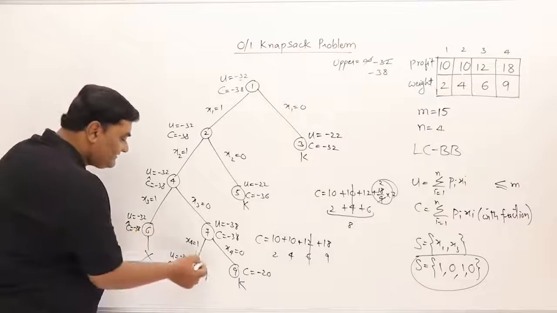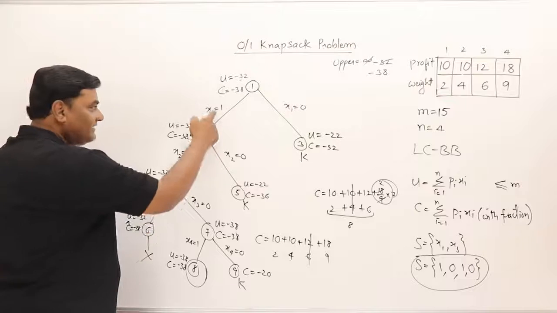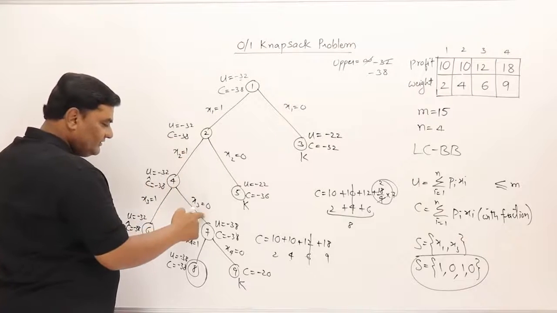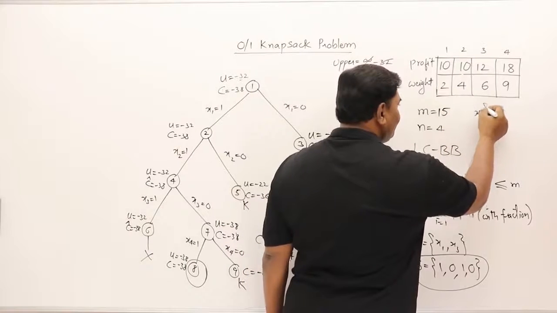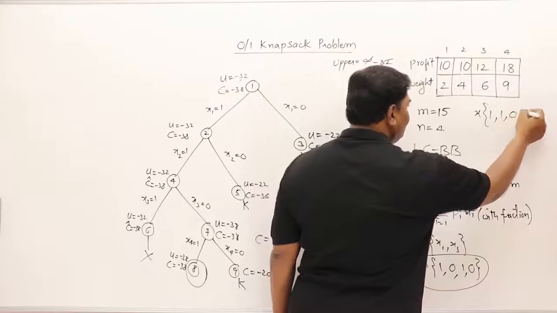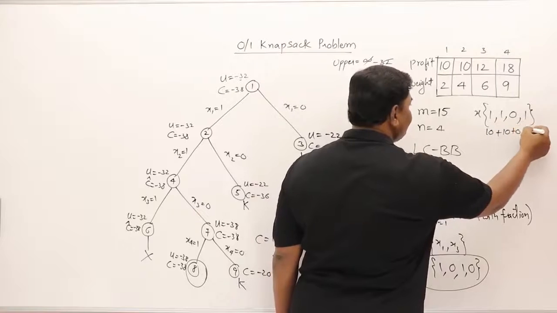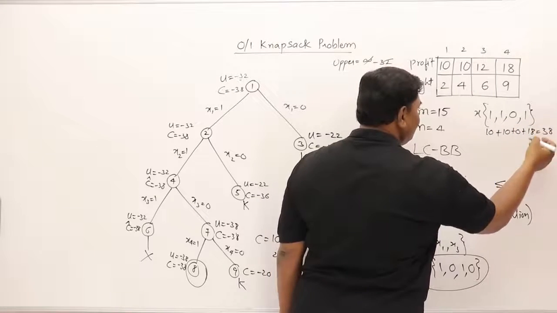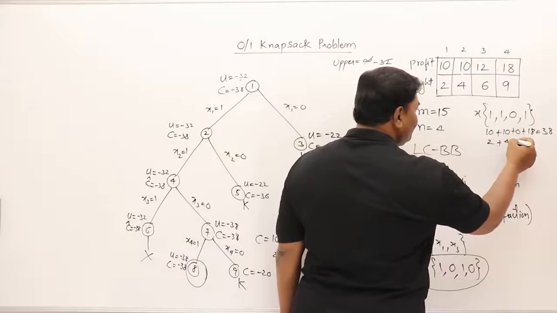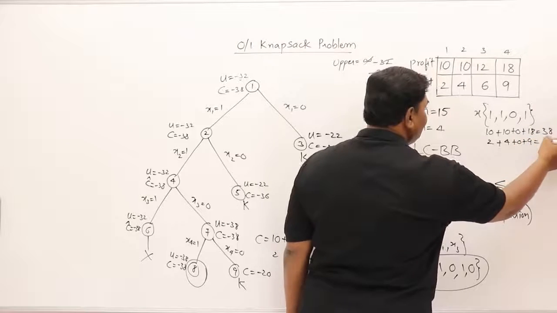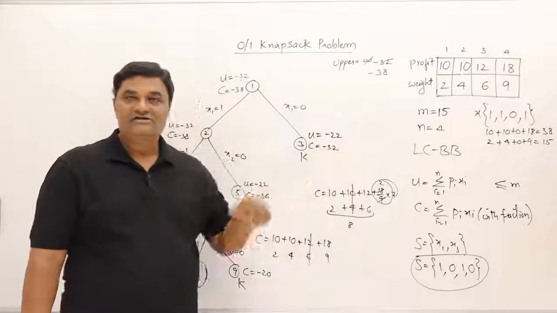See, almost all the nodes are killed. Which is remaining? This is alive. So the last node that we got remaining is the answer node. So what is the answer? First object included, second included, third not included, fourth included. So let us take the solution. What are their profits? 10 plus 10 plus 0 plus 18. So this is 38. This is the maximum profit that we got. And their weights are 2 plus 4 plus 0 plus 9. This is 15. So this is the solution. And we have solved this using the least cost branch and bound method.